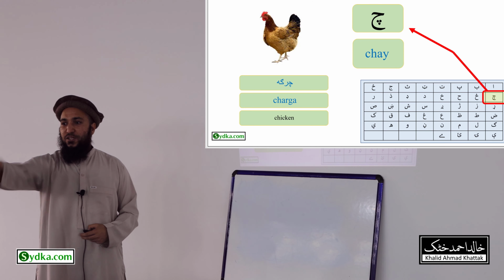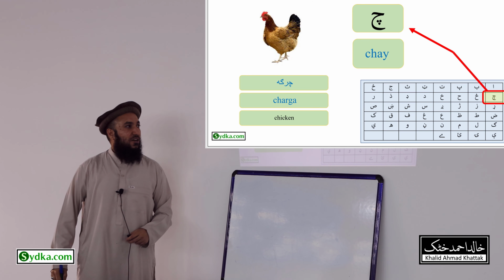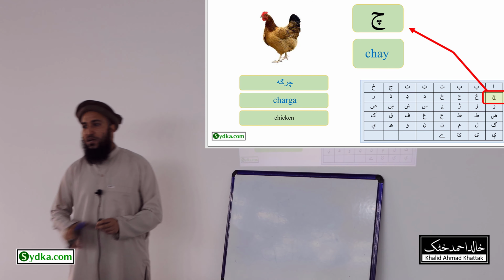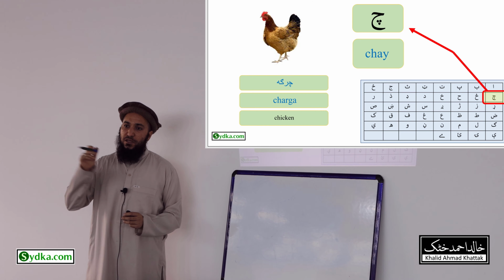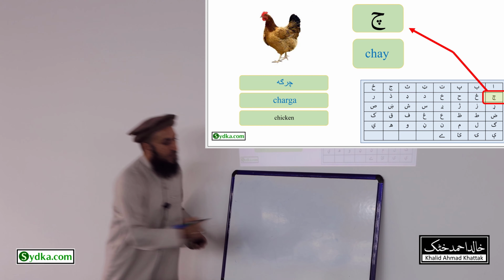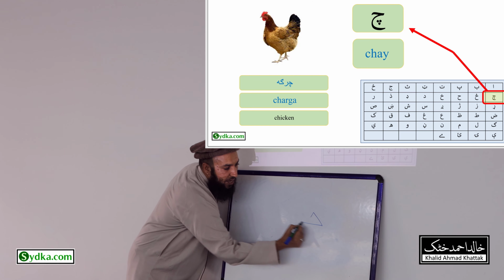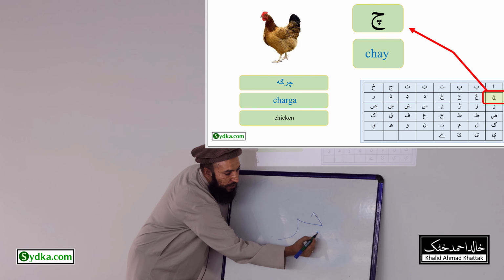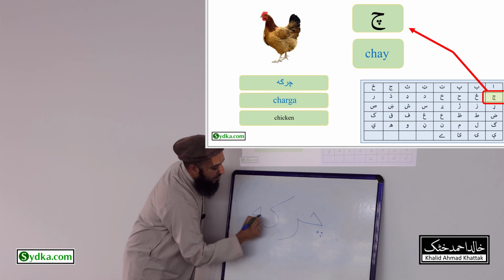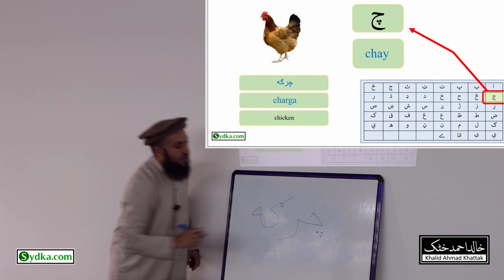Who hasn't said? You said. Charga. Good. Charga is same in both standard Pashto and in local dialect. So both are okay. Charga, okay. How we write it? Che, Re, and then Gaf. Charga, okay?